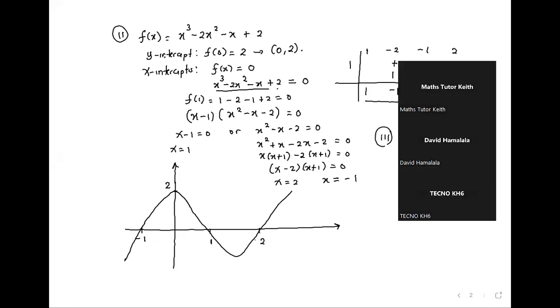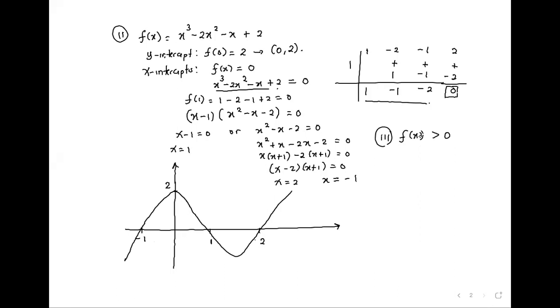So f of x becomes greater than 0 where the curve is above the x-axis. So you want this region where the curve is above the x-axis. Also, this region where the curve is above the x-axis. So we're saying the solution set here is equal to -1 to 1 union 2 to infinity.